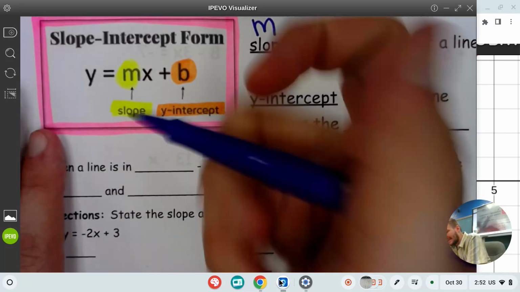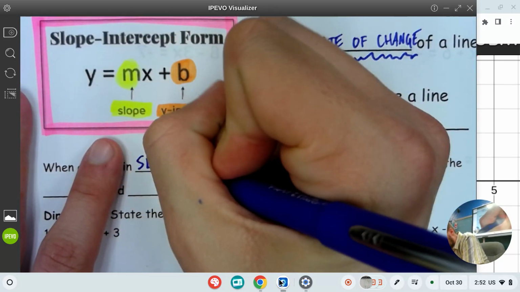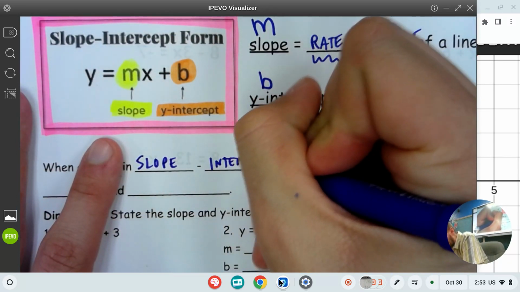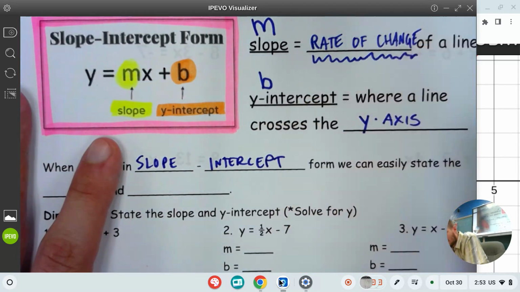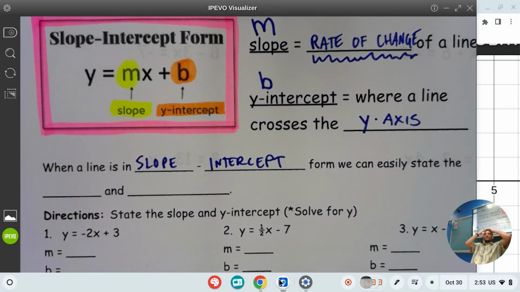When a line is in slope intercept, please be quiet and do not threaten your classmates. We're better than that. When a line is in slope intercept form.